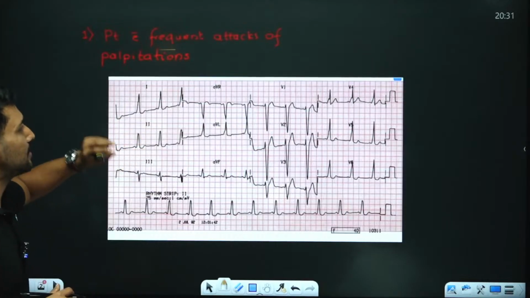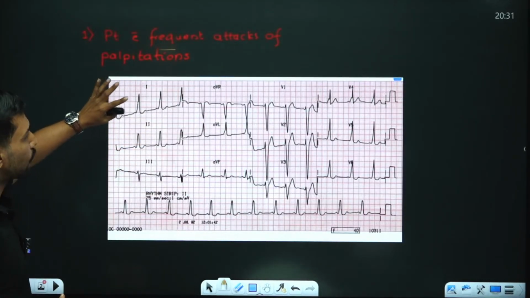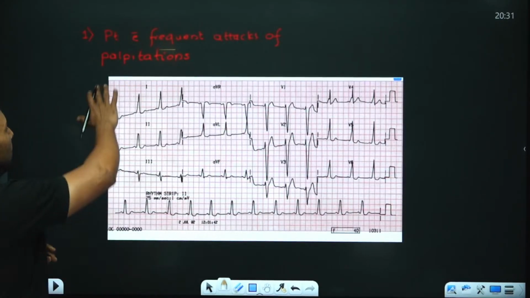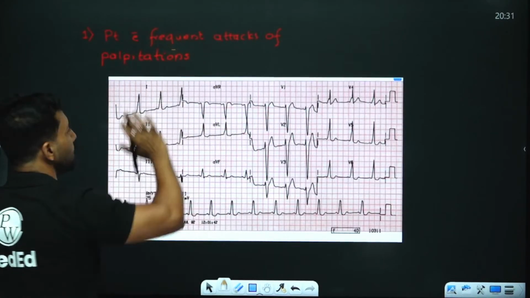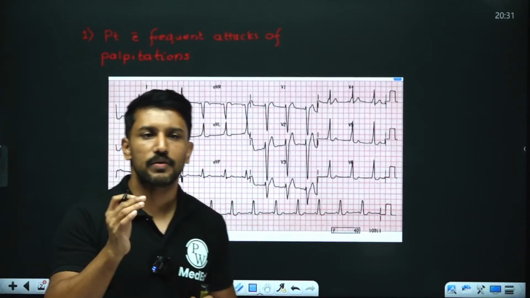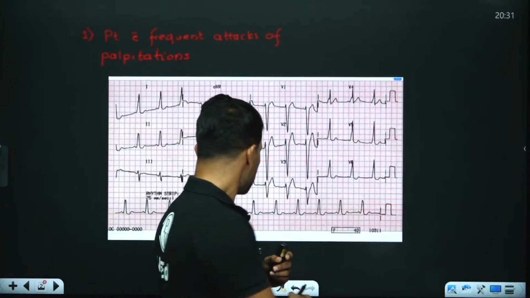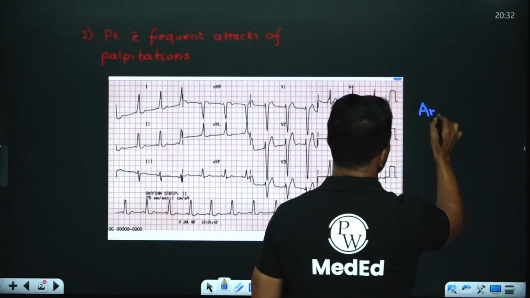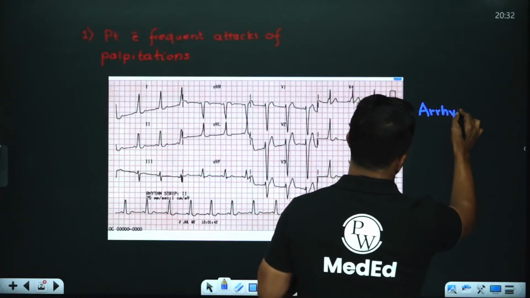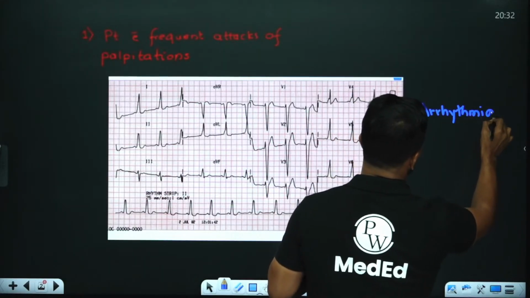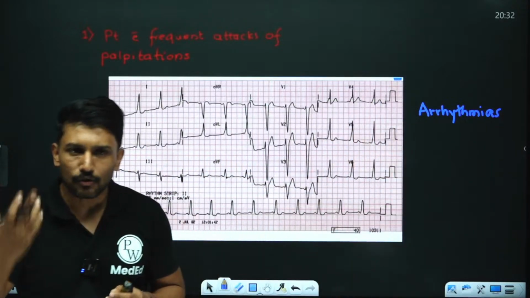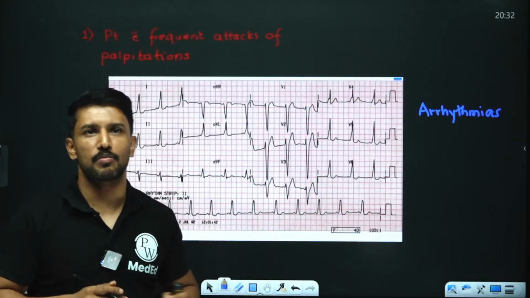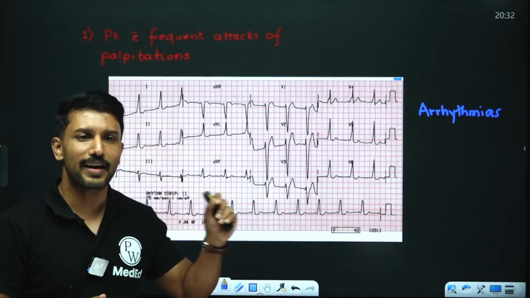So starting with the ECG, this is the first question. And as I've already told you, every image-based question has to be analyzed from the context. So here is the context: a patient with frequent attacks of palpitations, and an ECG is given. Whenever we think of palpitations, what all conditions come to our mind? Mainly we think of arrhythmias, right? And if the patient is going through recurrent attacks of palpitations, that means he's probably going through recurrent attacks of arrhythmias.